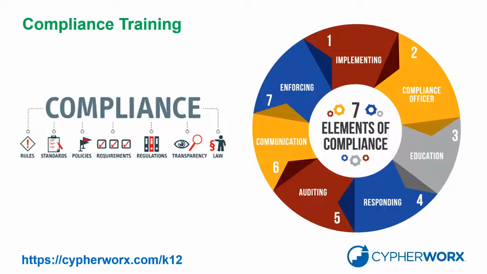There are 7 elements of a legally effective compliance program, and you can see in the wheel what they are. They are implementing policies and procedures, Chief Compliance Officer, Compliance Committee, Education and Training, Responding and Reporting, Monitoring and Auditing, communication to key stakeholders, and lastly, enforcing your policies.